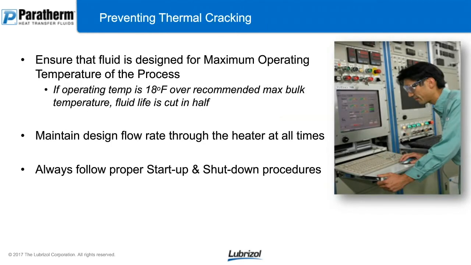So preventing thermal cracking. We talked about this before. Ensure that your fluid is designed for your maximum operating temperature. Key point, the Arrhenius factor. If your operating temperature is 18 degrees Fahrenheit over the recommended max bulk temperature that your fluid manufacturer recommends, your fluid life will be cut in half. So if you're 40 degrees over, you can cut that in half again. You can see how it's a vicious circle as you start overheating too much and your fluid breaks down.